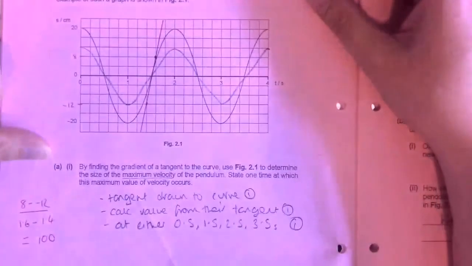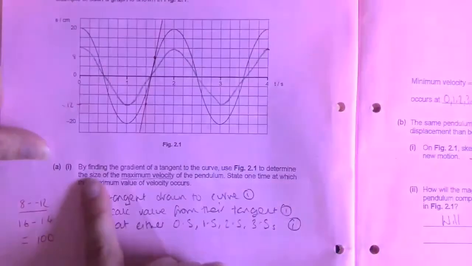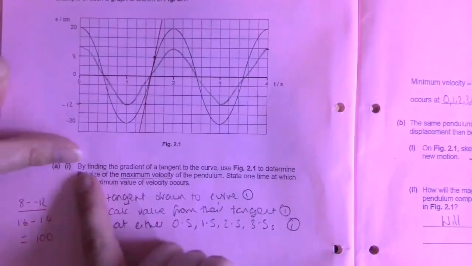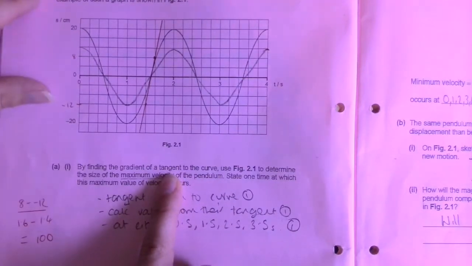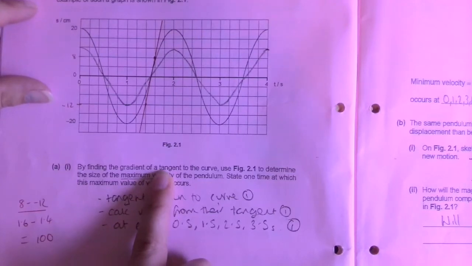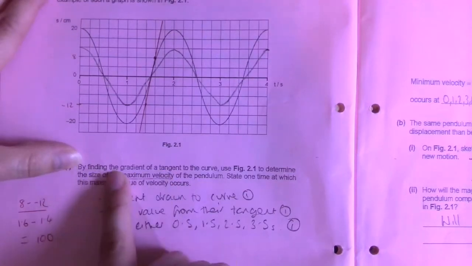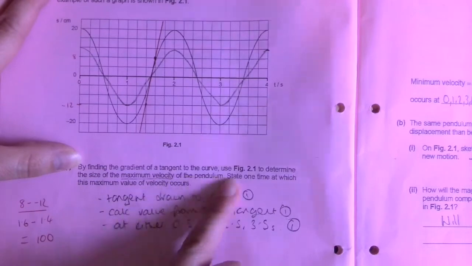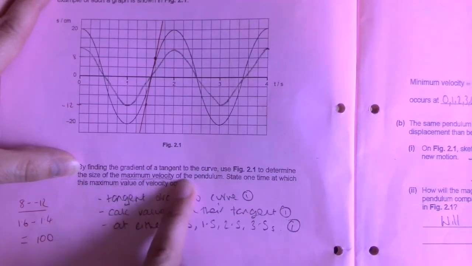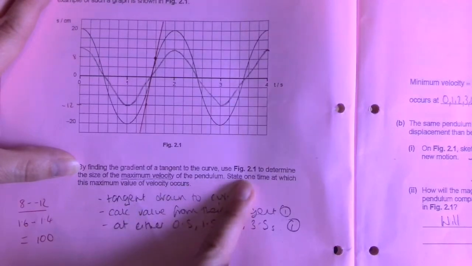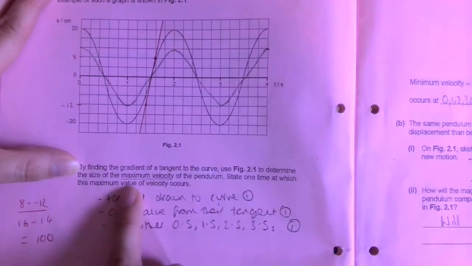Anyway, first part of this, it even tells you to do this, is by finding the gradient of a tangent to the curve. Sorry, I said that like this because this year, when the year above you were doing this, most of them forgot to do the tangent bit here. So by finding the gradient of a tangent to the curve, use this diagram to determine the size of the maximum velocity of the pendulum, and then state one time at which that maximum value occurs.